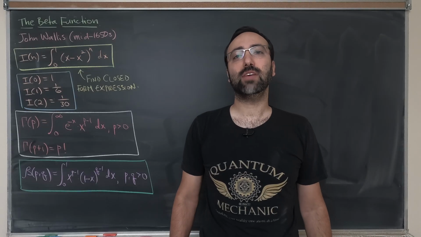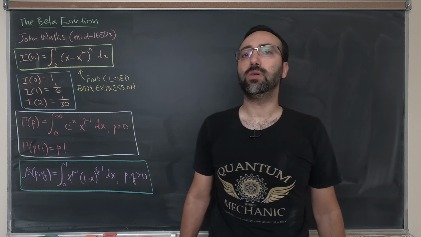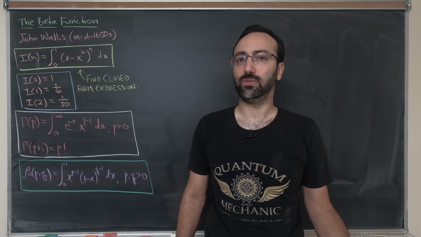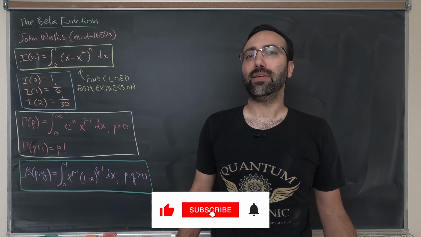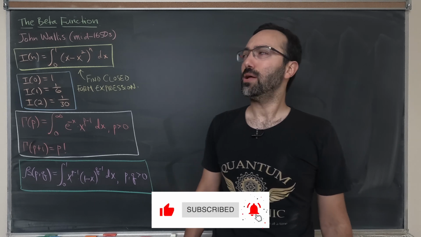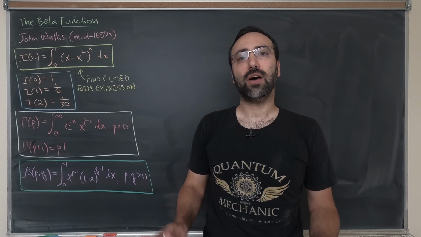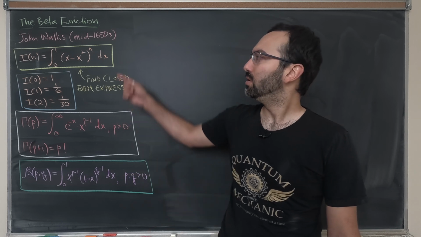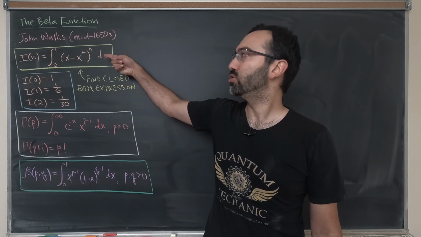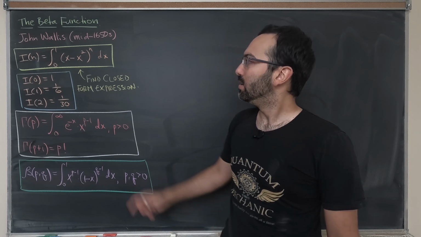Hi, today we'll be looking at a function called the beta function, and it's intimately related to the gamma function. Now, the gamma function has had some notoriety on the internet, but I'm not so sure the beta function has been given its dues. So we're going to see how those two functions are connected, but also how they're connected to this integral right here that John Wallis was studying back in the mid-1650s.